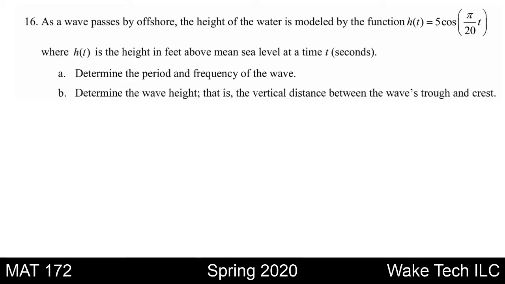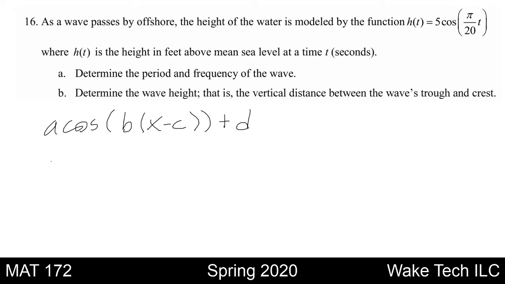In order to answer parts A and B of this question, we'll have to extract some properties from the function given. In order to get those properties, it might be helpful to reference a formula. So let's take a look at the formula for a cosine function. That is a cosine of b times x minus c plus d.